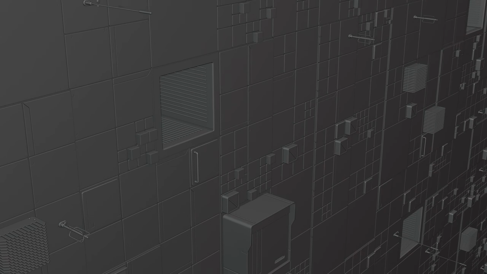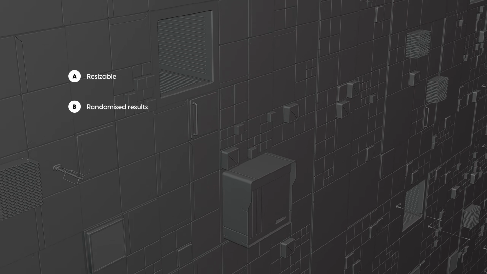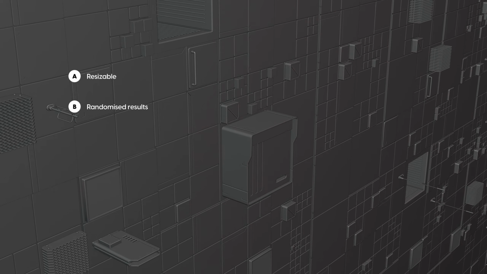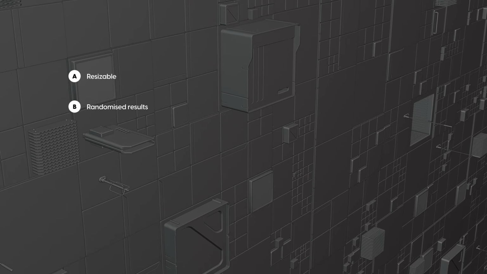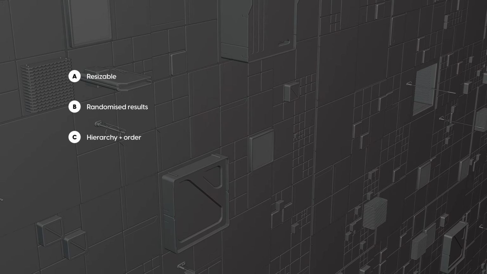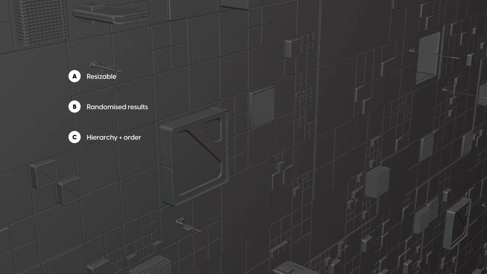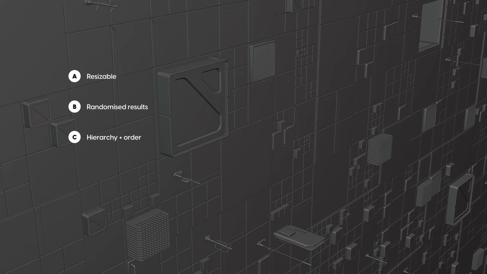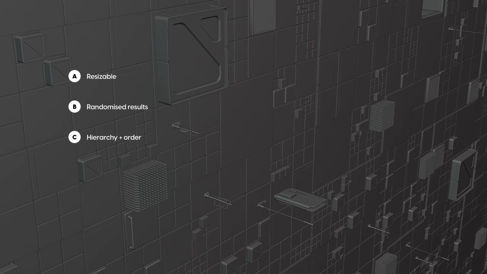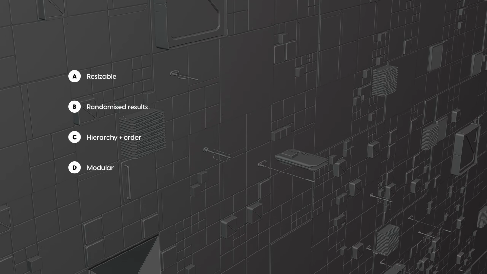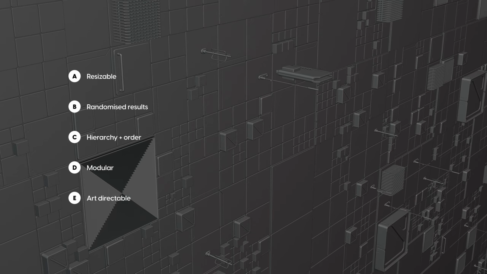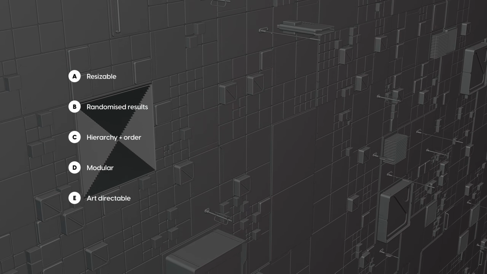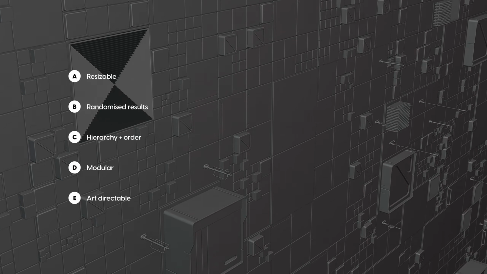I think a good solution would be resizable, generate random results, but not too random. In CG, it can often be a bit too easy to spot the random noise function at play. So it should have a sense of hierarchy and order, so it seems intentionally designed, despite the fact that it's based on a random number algorithm. And I want it to be modular, so it's easy to add, change, or remove Greeble components. And finally, art directable, so there's some element of manual control. With these ideas in mind, hopefully we can achieve a more intentional design.